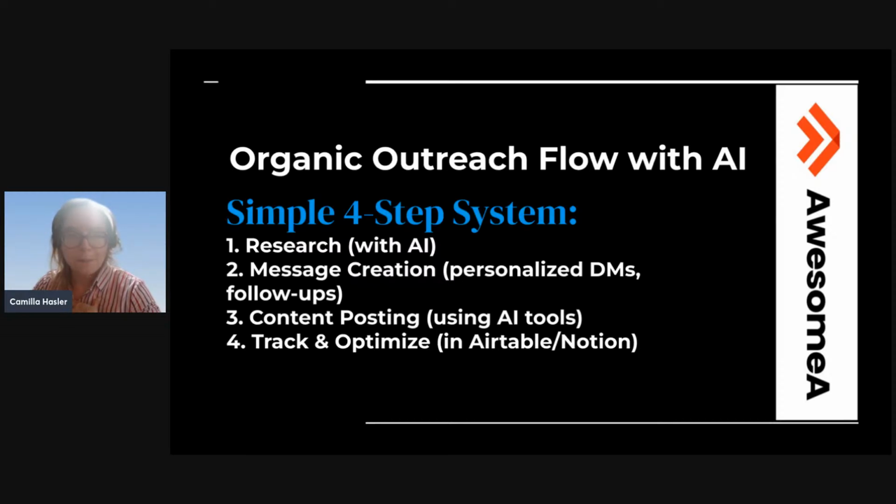So next, with regards to organic outreach and flow with AI, you're really looking to create a simple four-step system where you'll do your research with AI. A great tool for research on your buyer and your prospect would be the likes of Perplexity. Perplexity has a deep research feature.